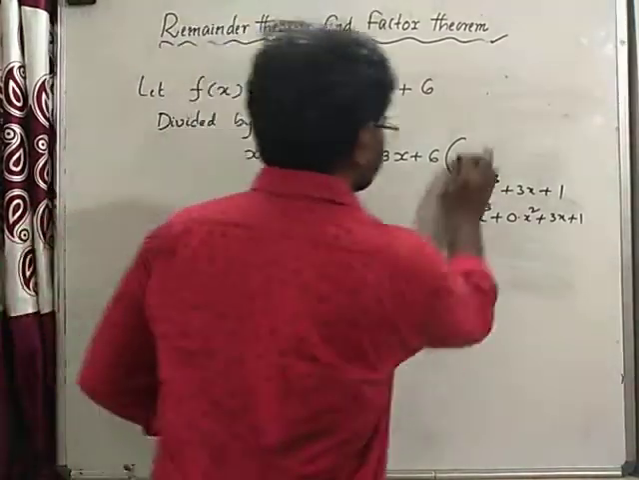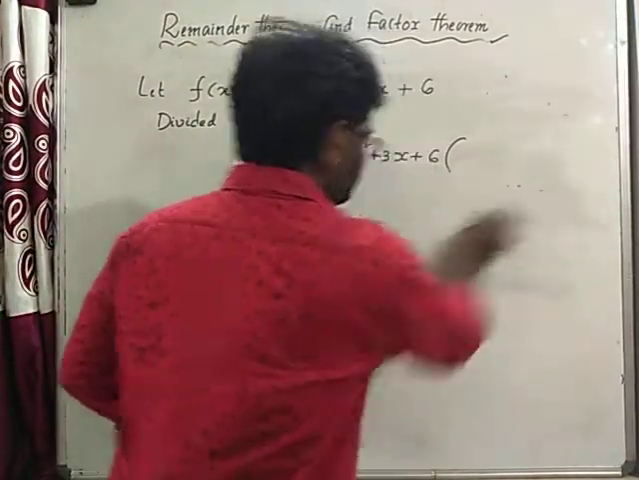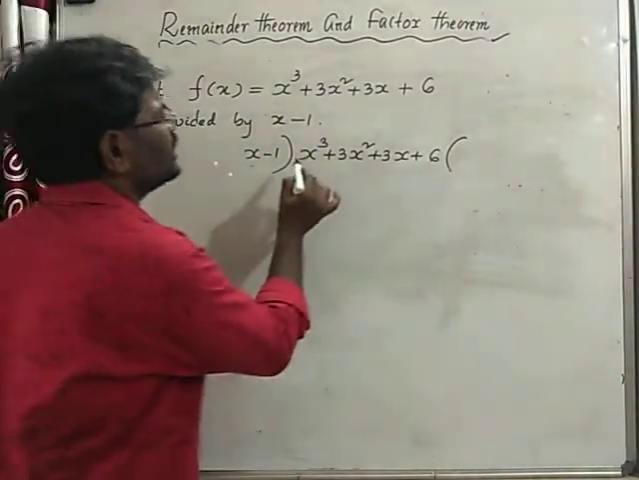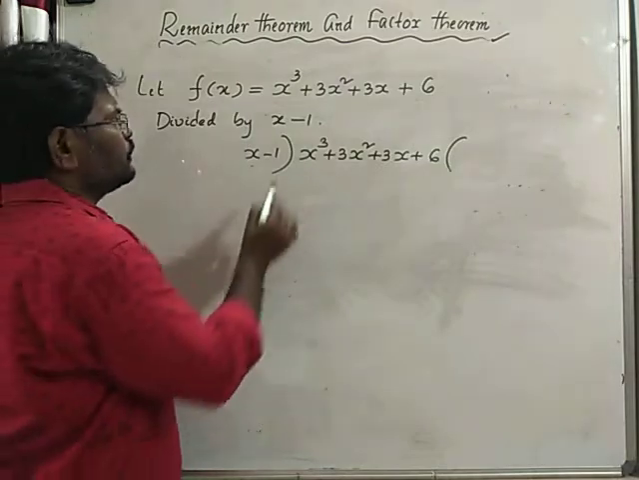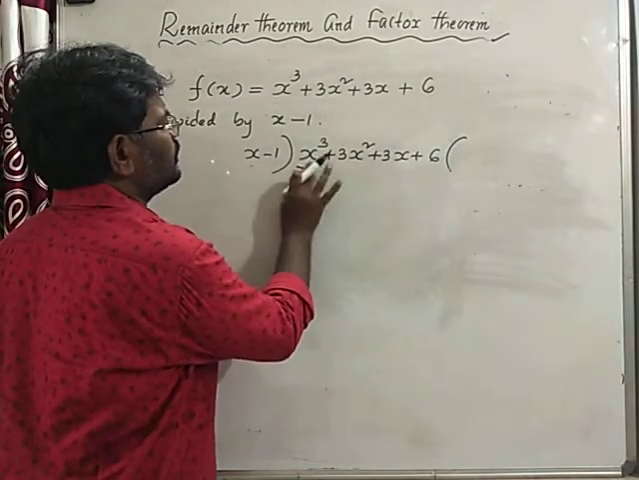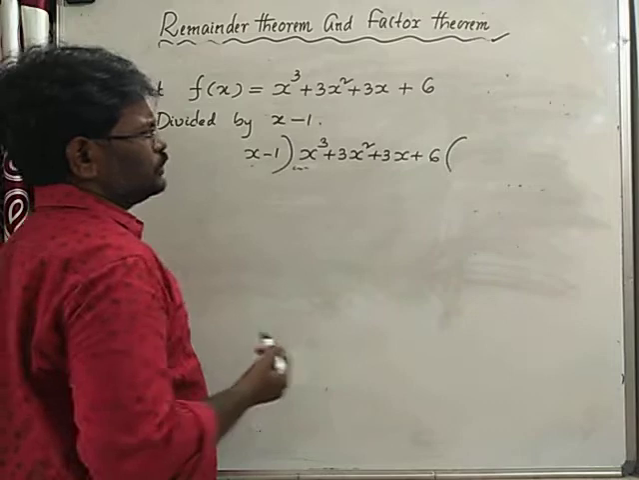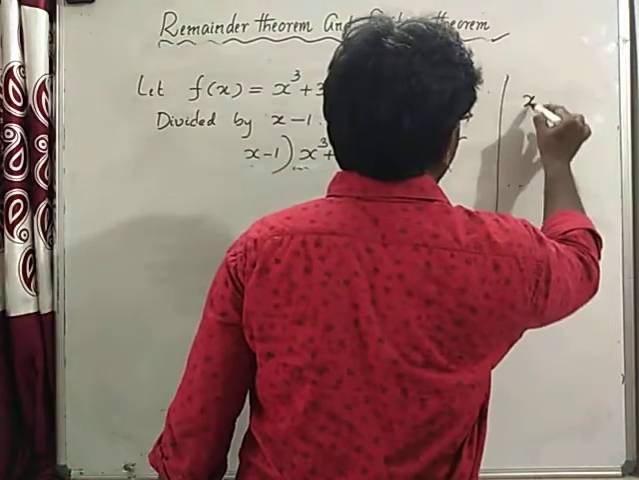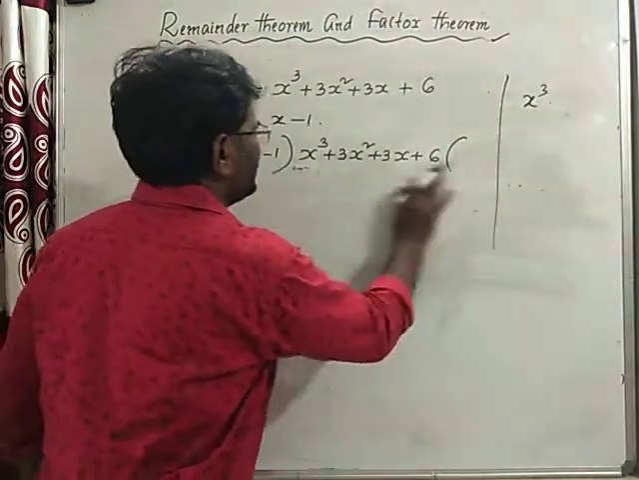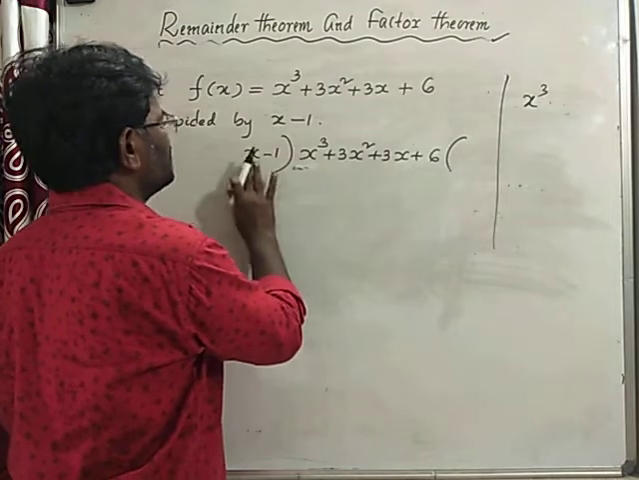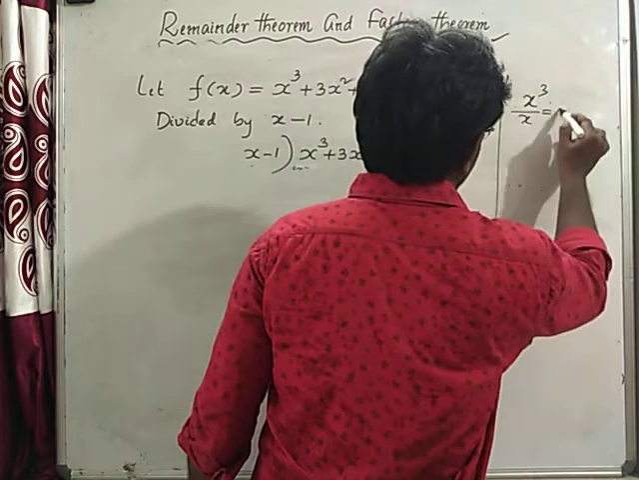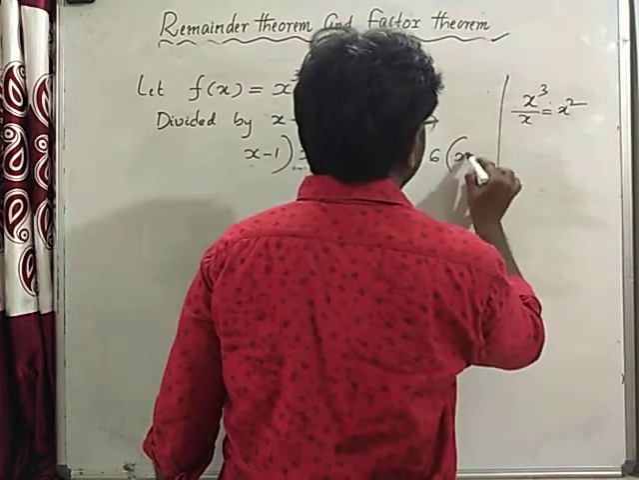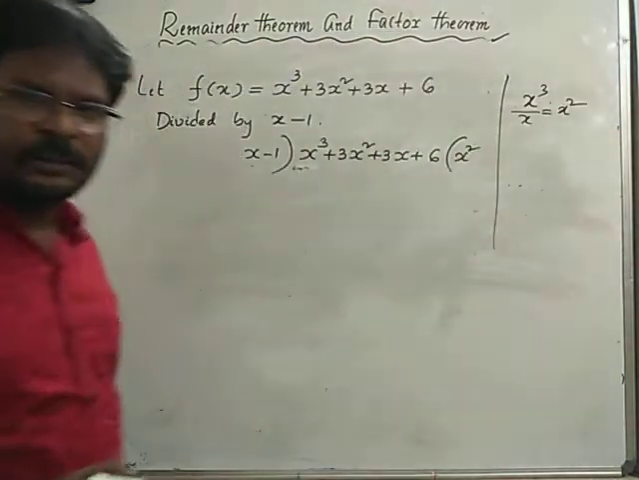Already I wrote down this one. See, all are descending powers, all possible terms are there, no problem. See what we have to write down below the x cube. First we have to divide the first term of the dividend, x cube, by the first term of the divisor, x. That means it is x square. Keep x square here.